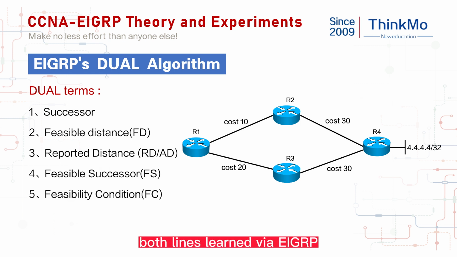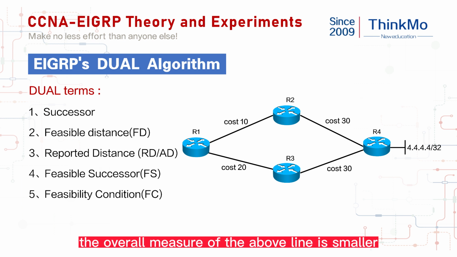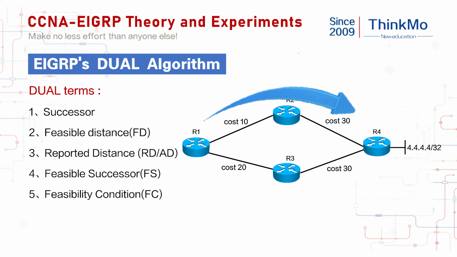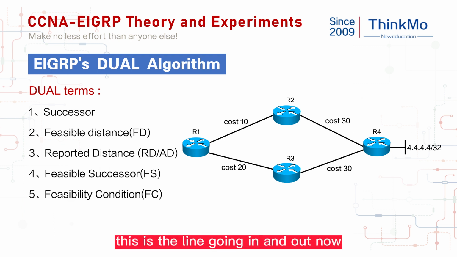Both lines learned via EIGRP. The overall metric of the above line is smaller. Just take the above route. That is to say, now if going to 4.4.4.4, logically, it should go like this. This is called the main line. This is the line going in and out now.